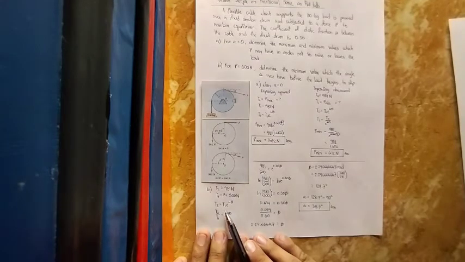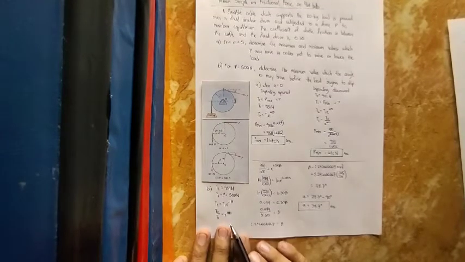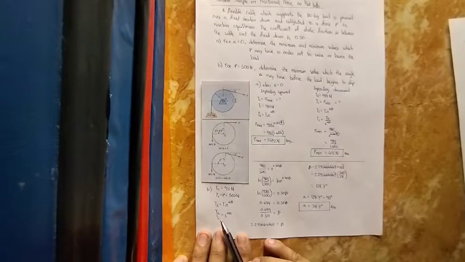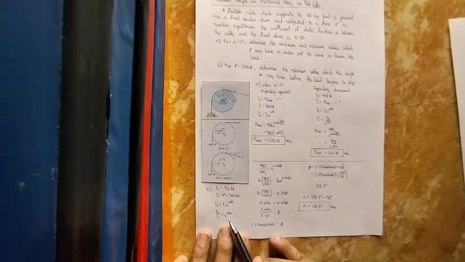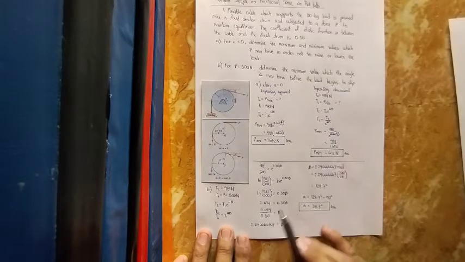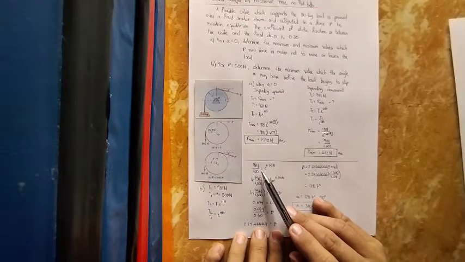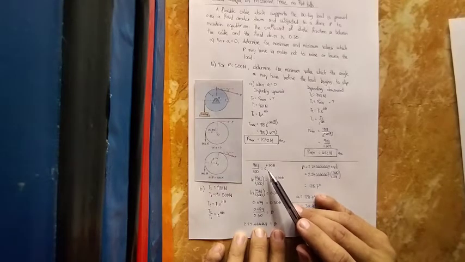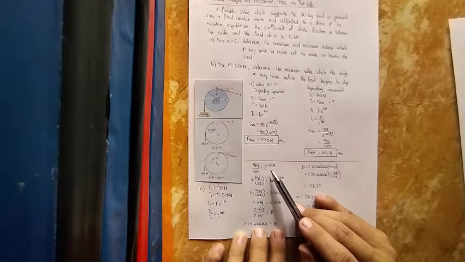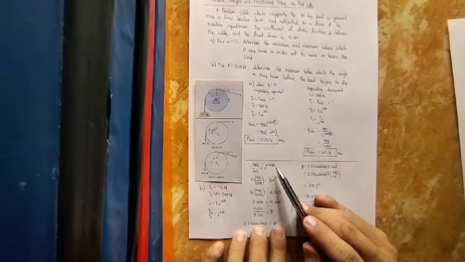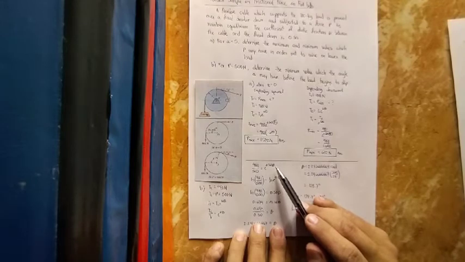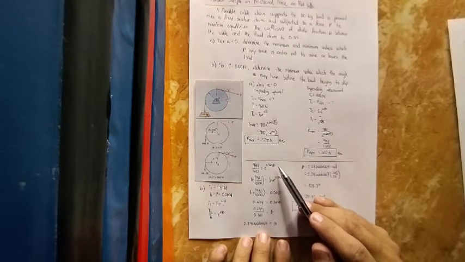I-divide natin yung tension 1 on both sides. We come up with the equation tension 2 over tension 1 is equal to E raised to the coefficient of static friction times beta. Ngayon, isasubstitute natin yung mga values. 981 over 500 equals to E raised to the coefficient of static friction 0.30 times beta. Ngayon, yung beta natin is yung unknown. Ito yung hanapin natin, ang value ng beta.